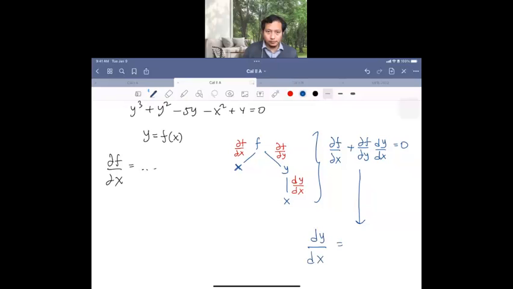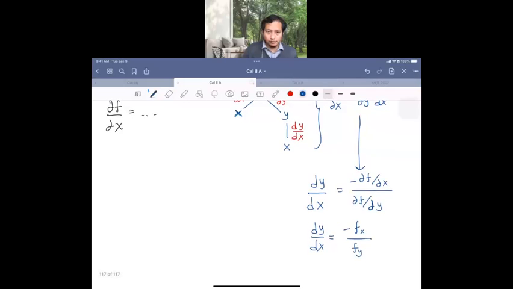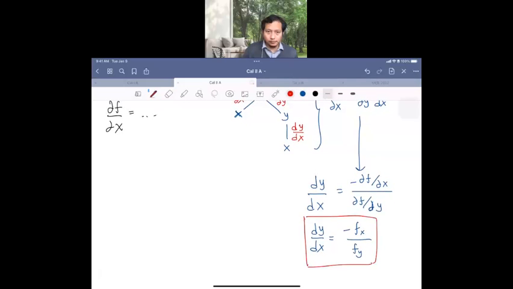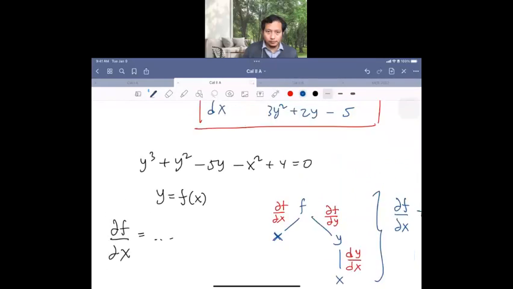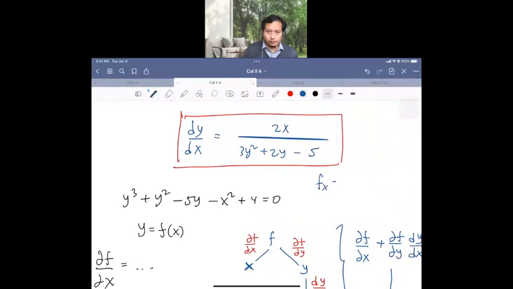dy over dx is equal to negative dou f dou x divided by dou f dou y, or we can write this dy over dx as minus partial x over partial y. Now, if we check the equation here, what is partial x? It's only this part, right? On the x, this is 2x.